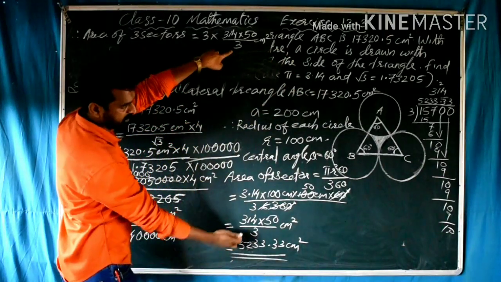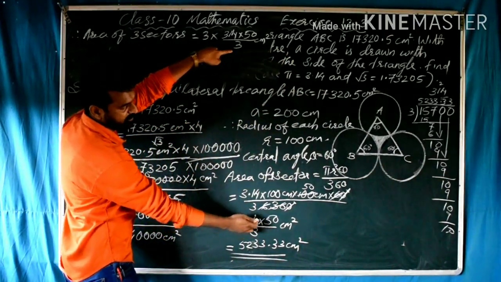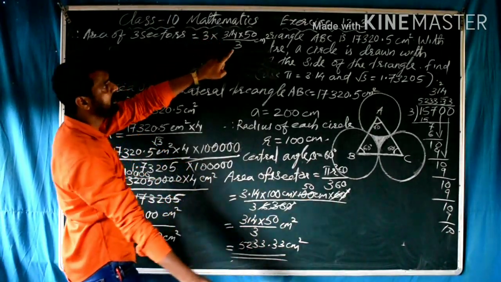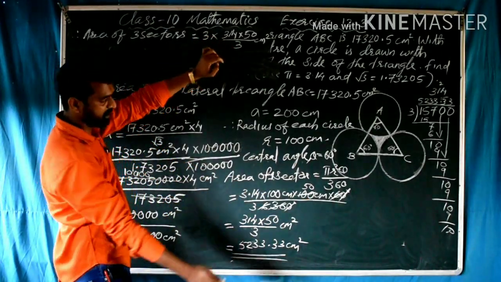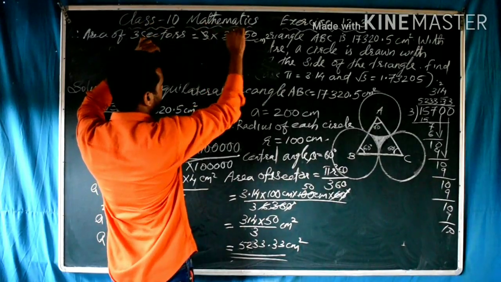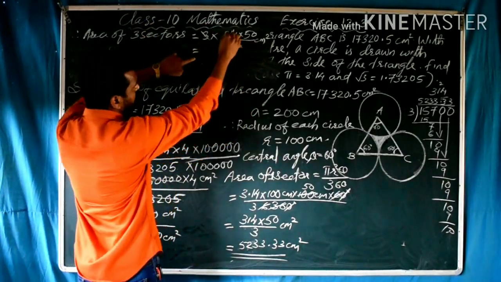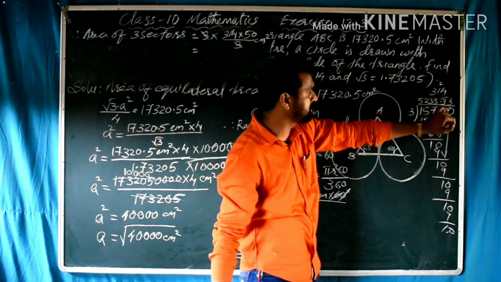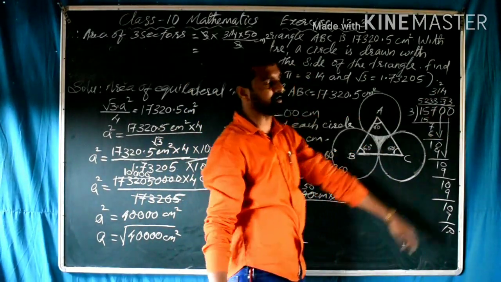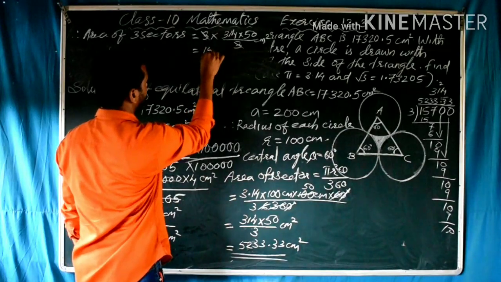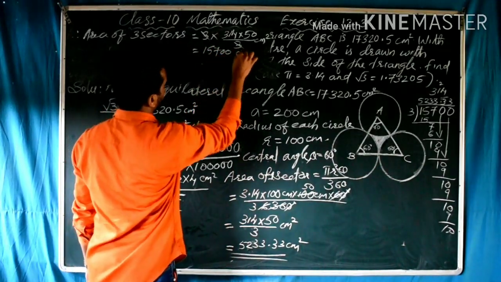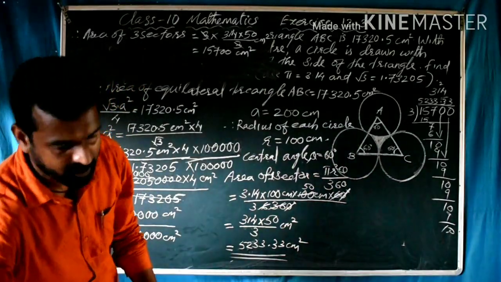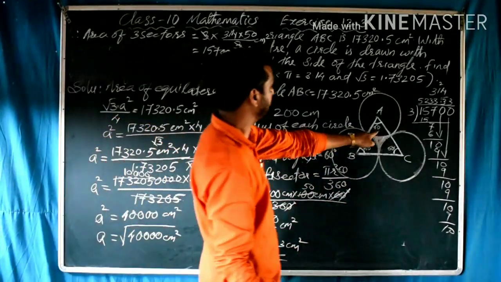Why have I substituted this value here? This one is the answer that we solved, 5,233.33 centimeters square. Here we can cancel this 3 and 3, that is why I substituted this value. That is equal to 314 into 50, which we multiplied: 15,700 centimeters square. Now we got the area of these 3 sectors.